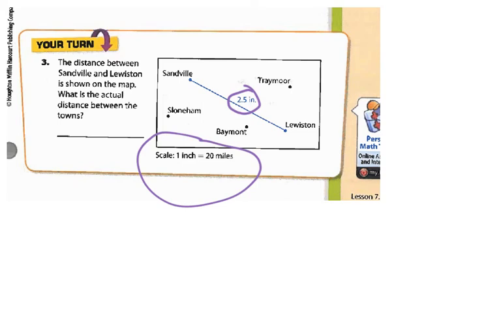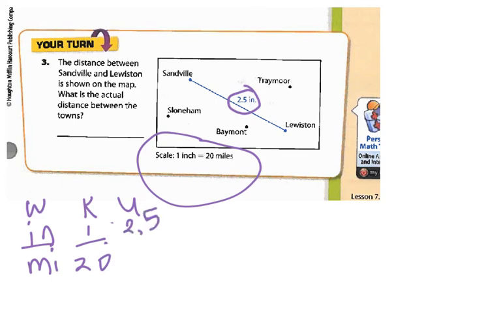So I'm just going to use a proportion, and I'm going to say it's inches to miles. That's what I'm looking at. This is 2.5 inches, and then I should be able to figure out how many miles that is. Oh, I'm sorry, I put that in the wrong spot. So this is saying 1 inch is 20 miles. I have 2.5 inches. So my proportion here is 1 to 20 is equal to 2.5 to what?